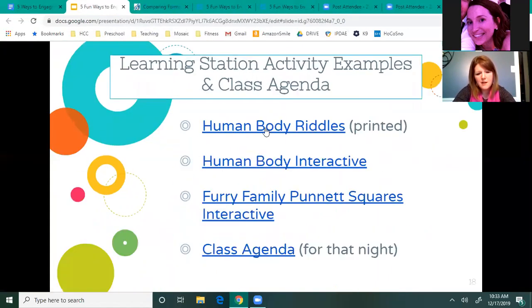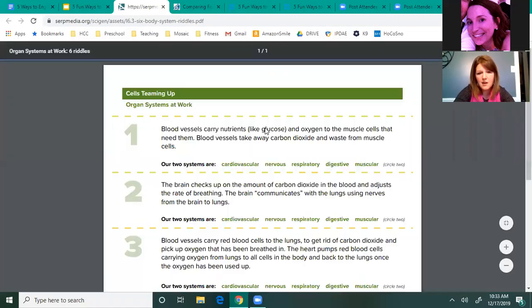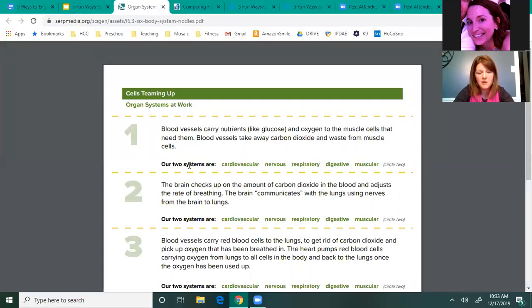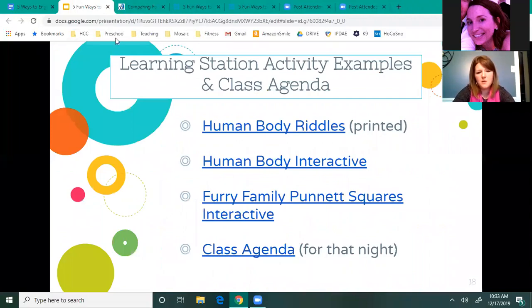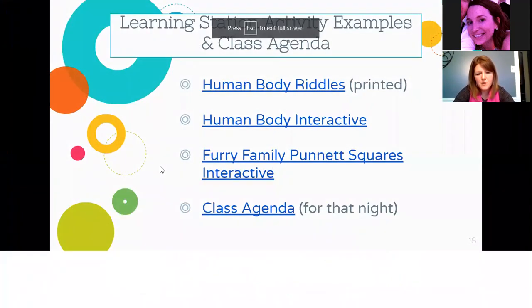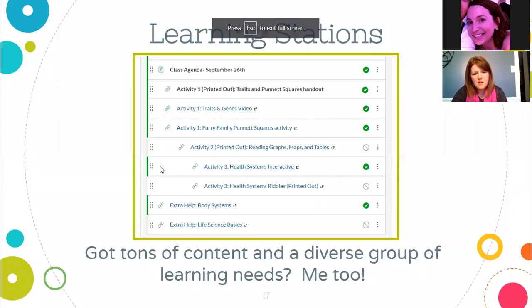Along with that, there were some riddles that I had cut out ahead of time, and they had to pick 2 of these riddles and figure out which 2 body systems were working together. So that was one of the activities that night that we were learning about some different life science related things. And you can see how I organized it in Canvas. That way they didn't have to type all these links in. The links were already there.